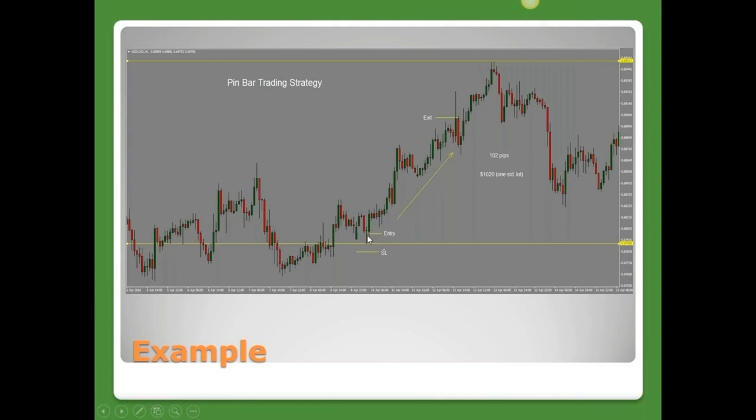So the important thing to remember here is long wick, small body, right? And then you go long in this trade. Stop loss goes below the pin bar here. And if you want to be even more conservative, you can even put your stop all the way at the bottom here.